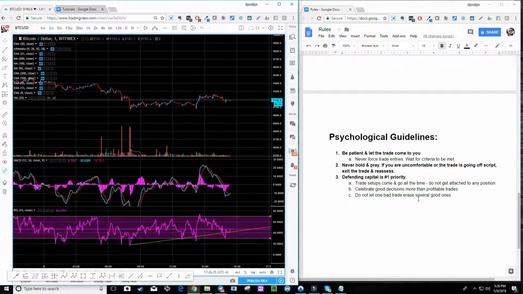And number three, defending capital is the number one priority. All these things go into the same idea, especially with day trading: don't get tied up, don't get attached to any one position. Every position is a new opportunity, and don't let one bad trade sink a handful of really good trades.